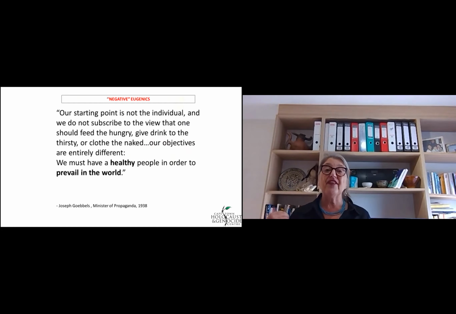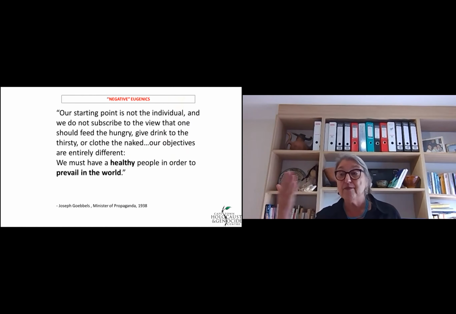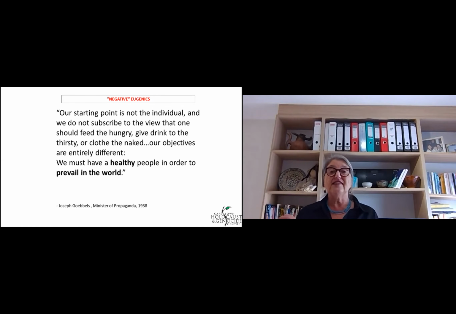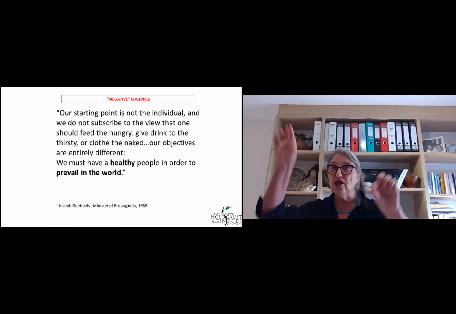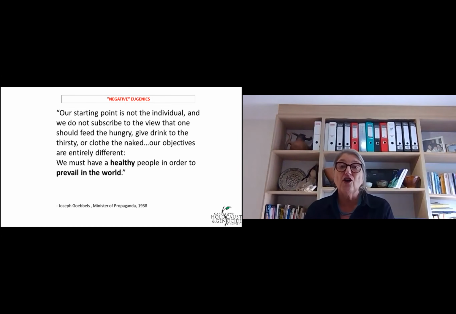Now let's talk about the negative eugenics. This is what Joseph Goebbels, who was the Minister of Propaganda and Enlightenment in 1938, said. Now they had a Minister of Propaganda. What's propaganda? It's getting people to believe what you want them to believe. Essentially, it's brainwashing. So they had a minister of brainwashing. So he says, our starting point is not the individual. They don't care about you and you and you and you. They only care about the nation as a whole.